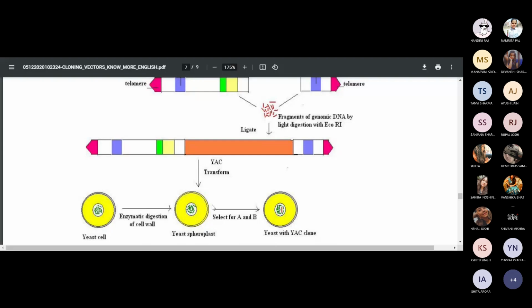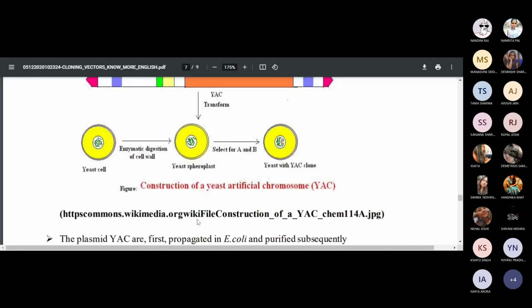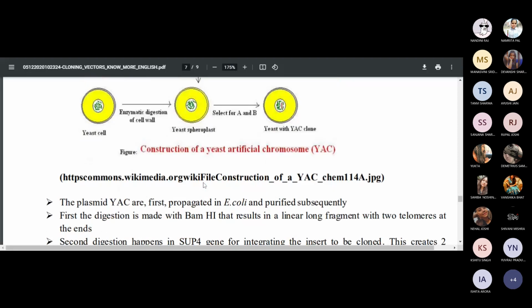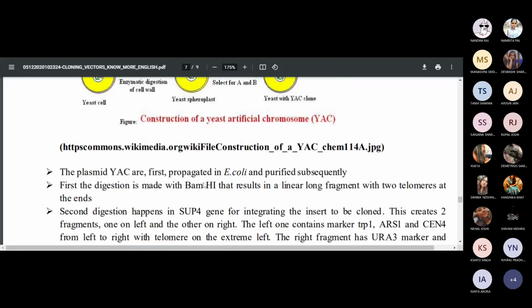Then the yeast is going to replicate. They can replicate in the selection media, the media which does not have uracil, in which they can grow. You can use the yeast spheroplast, select for A and B, and do the enzymatic digestion of the cell wall. So this is the way you can clone in the yeast artificial chromosome.